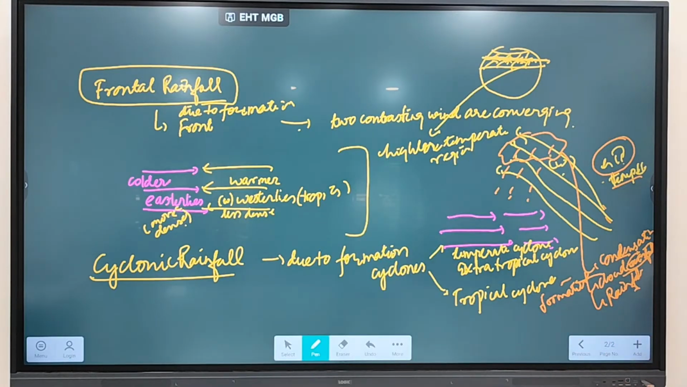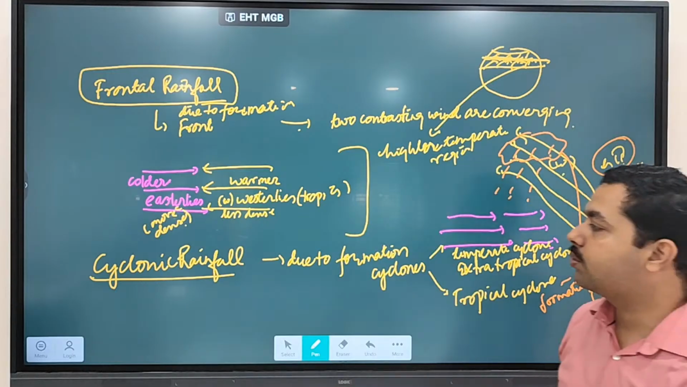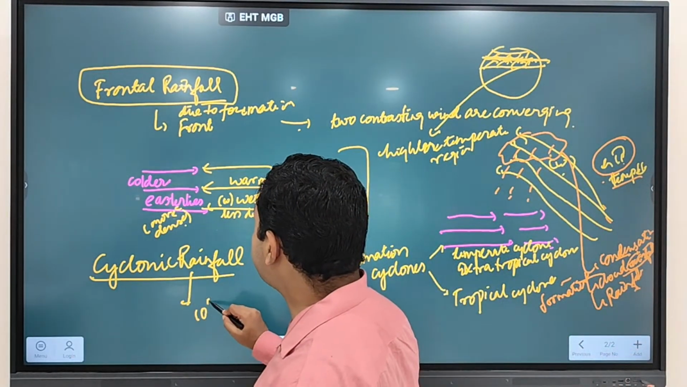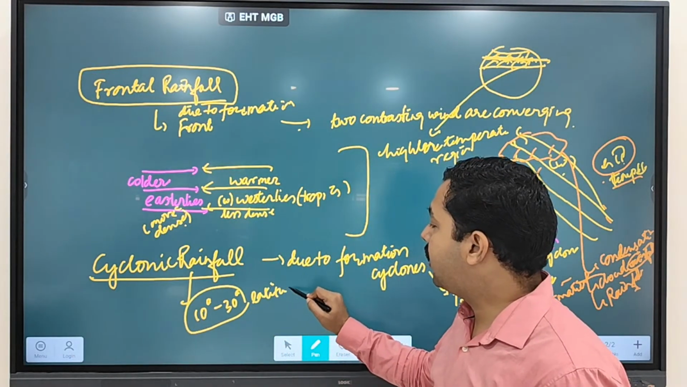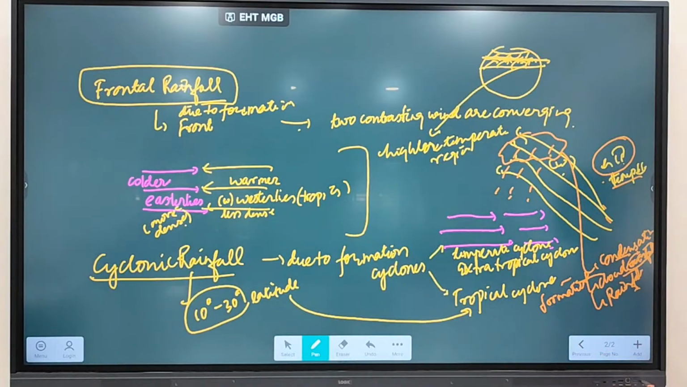And where do you see more cyclonic rainfall? Wherever cyclones are going to be formed. So generally cyclones are formed between 10 to 30 degree latitude. In this latitude, you'll see formation of tropical cyclones, while generally between 35 to 60 degree latitude, you generally see formation of which type of cyclone? Temperate cyclone. So temperate cyclones are generally formed in this latitude, while tropical cyclones are generally formed in the other latitude. So depending upon where it is formed, you'll see either frontal rainfall or cyclonic rainfall. Fine.